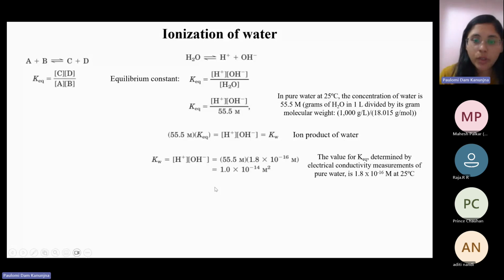This value, 1 into 10 to the power minus 14, is always constant. The ion product of water is a constant value. It's 1 into 10 to the power minus 14. That means your H plus and OH minus ion concentrations multiplied can always equate to 1 into 10 to the power minus 14 molar square. That is always constant. Now the question is, 1.8 into 10 to the power minus 16, how did that value come?